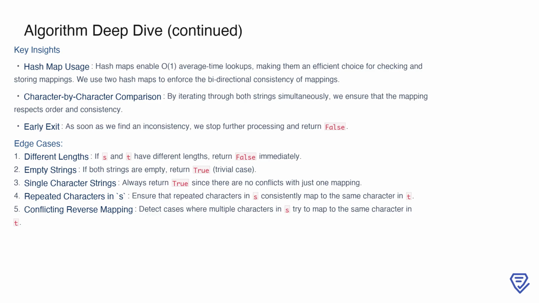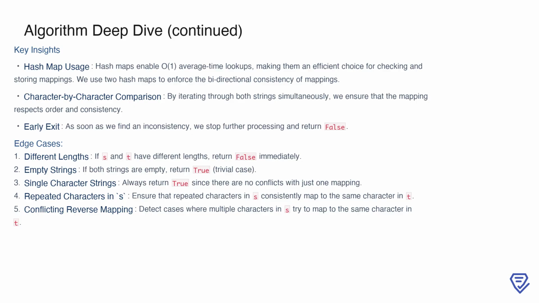The key to solving this problem efficiently lies in our use of hash maps. These data structures allow us to perform lookups and insertions in constant average time, making them ideal for enforcing the bidirectional consistency of mappings. By iterating through the strings character by character, we ensure that every mapping respects both the order and consistency of the transformation.